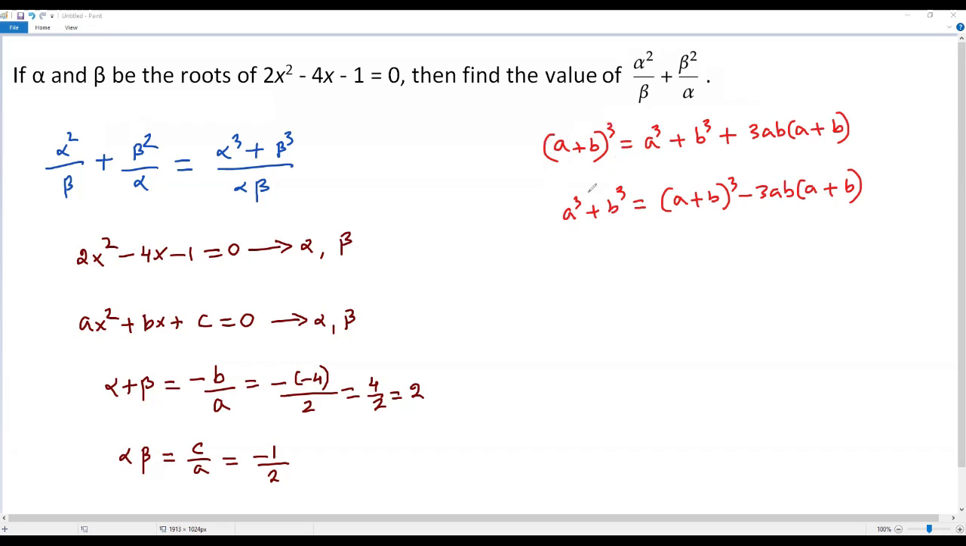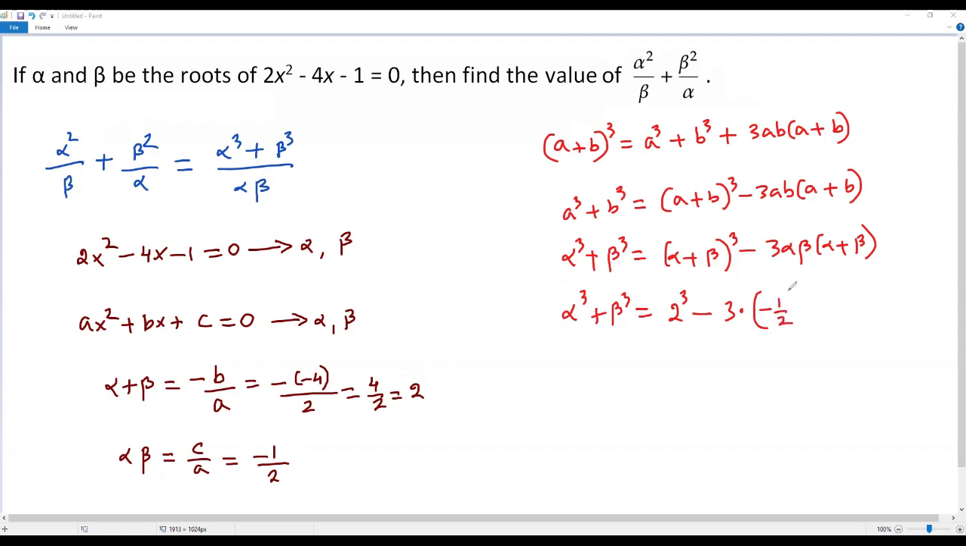Now we can replace this a by alpha and b by beta. Then I'm getting alpha³ + beta³ = (alpha + beta)³ − 3 alpha beta (alpha + beta). That is, we have to get this expression in terms of only alpha + beta and alpha beta, so that I can plug in this 2 for alpha + beta and this −1/2 for alpha beta. Now let me write it over here. Alpha³ + beta³ equals, for alpha + beta we can plug in 2, then we get 2³ − 3 times, for alpha beta we can plug in −1/2, and for alpha + beta we can plug in just 2.